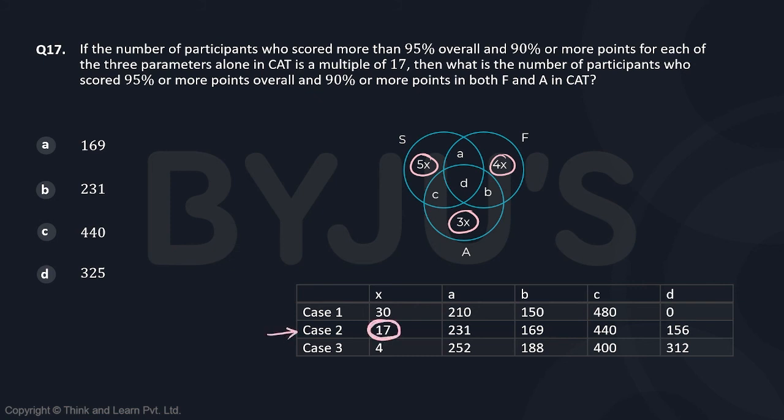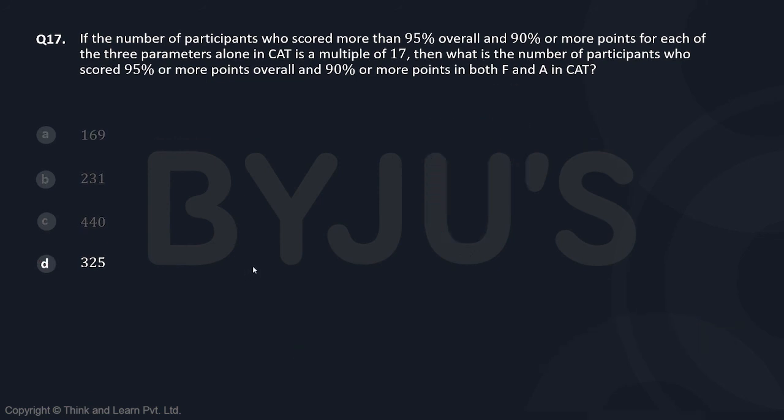Then what is the number of participants who scored 95 or more overall and 90 or more points in both F and A in CAT? Both F and A is basically D plus B. So D is 156, B is 169. If you add them, this gives me 325. So option D is the correct answer.